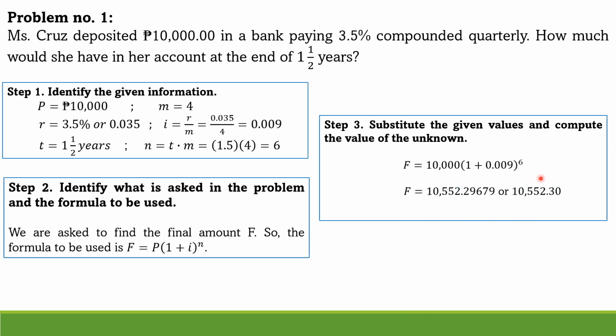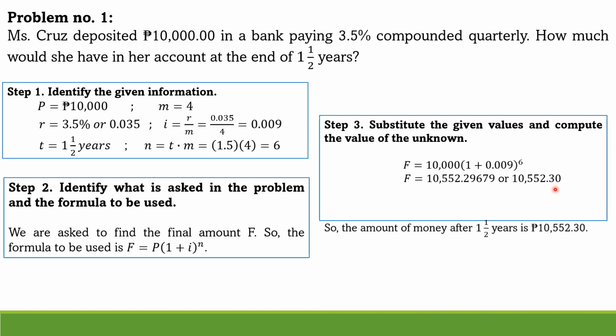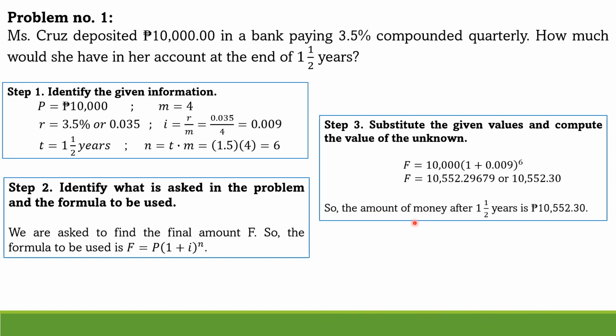Okay? So, to compute that, this will be the result: 10,552.9679, or round up na po natin 10,552.30. So, the amount of money after 1.5 years is 10,552.30 pesos. Okay? Next, let's proceed to our problem number 2.